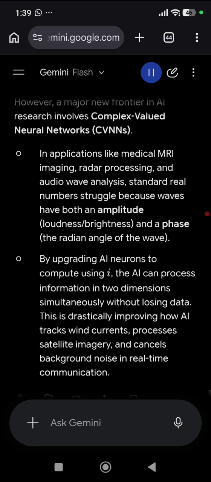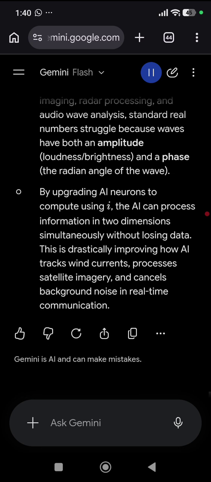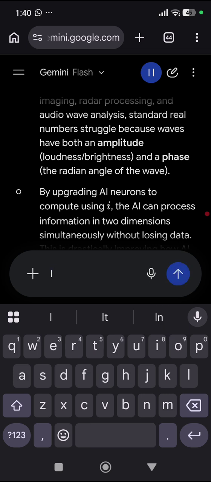In applications like medical MRI imaging, radar processing, and audio wave analysis, standard real numbers struggle because waves have both an amplitude, loudness, brightness, and a phase, the radian angle of the wave. By upgrading AI neurons to compute using i, the AI can process information in 2 dimensions simultaneously without losing data. This is drastically improving how AI tracks wind currents, processes satellite imagery, and cancels background noise in real-time communication.